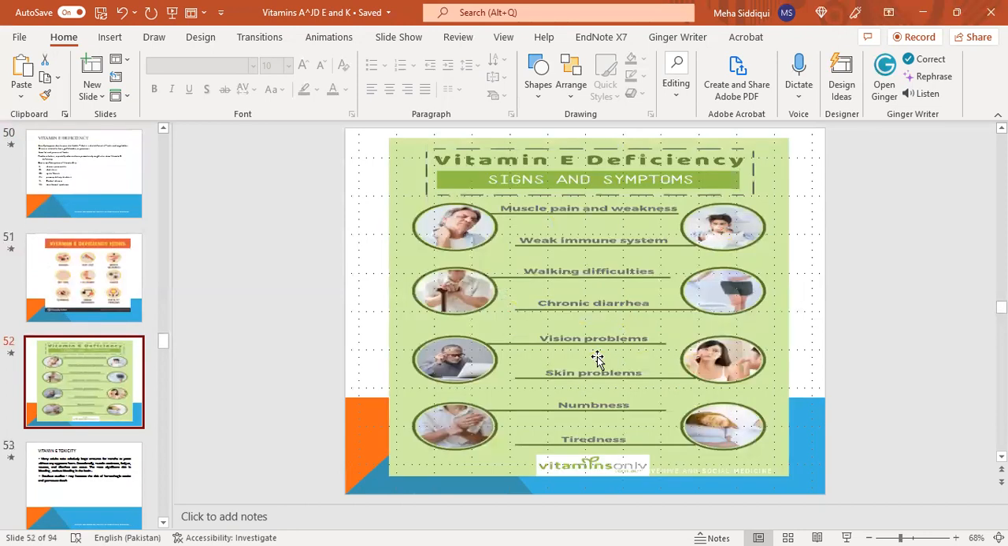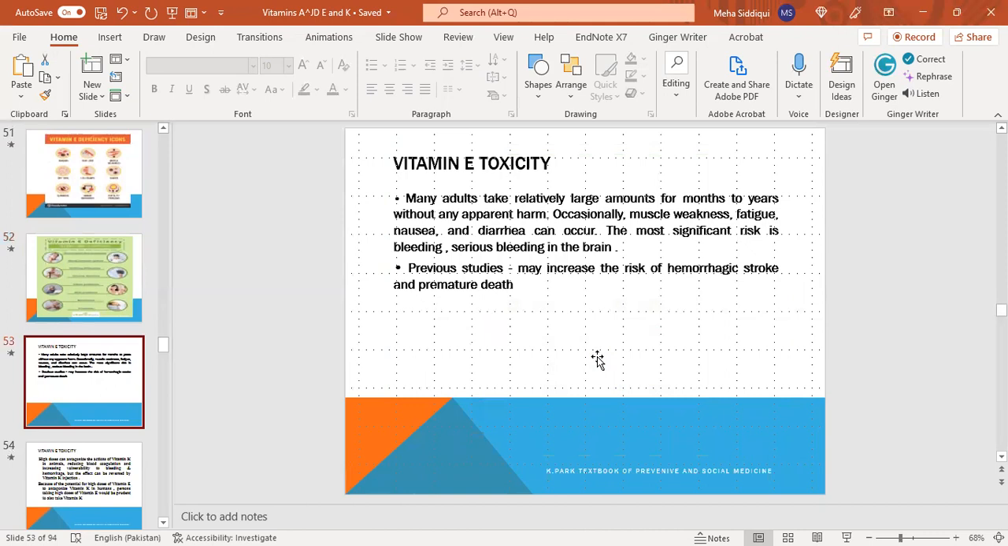This is another picture to show signs and symptoms of vitamin E deficiency. Again, muscle pain, weakness, weak immune system, walking difficulties, chronic diarrhea, vision problems, skin problems, numbness, and tiredness. Then we have vitamin E toxicity.